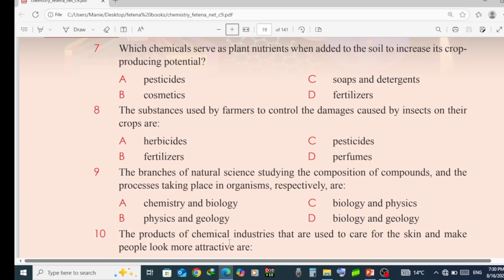Question number 8. The substance used by farmers to control the damage caused by insects on their crops are A. Herbicides. B. Fertilizers. C. Pesticides. D. Perfumes.